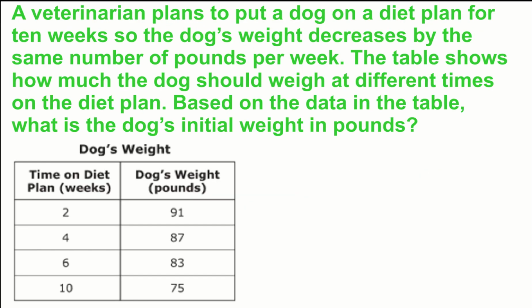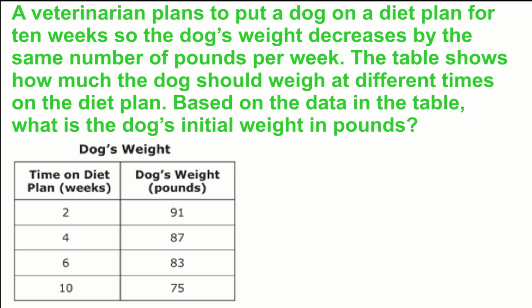All right, so let's look at one more that's a little bit different. We got a vet that plans to put a dog on a diet plan so the weight decreases by the same number of pounds each week. Table shows how much the dog should weigh at different times. We need to find the dog's initial weight in pounds.